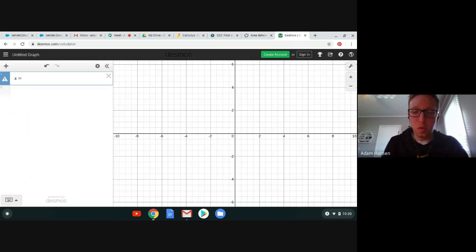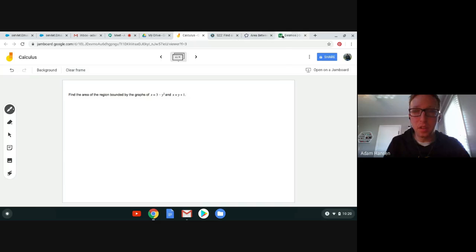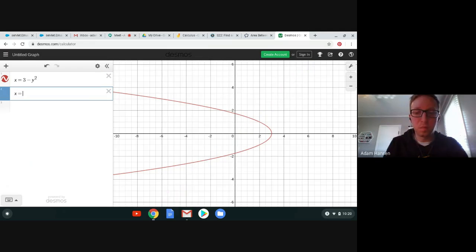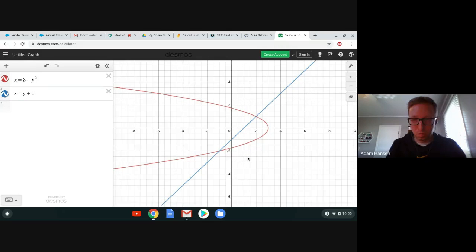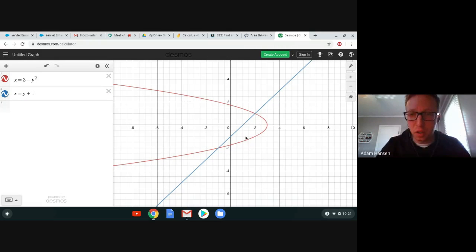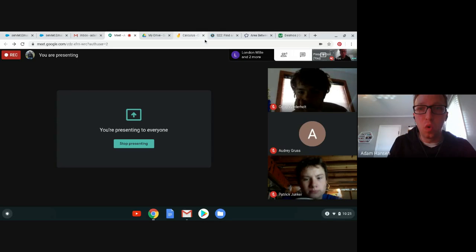x equals 3 minus y squared was our first function. Is that right? Yep. And x equals y plus 1. So rather than our functions running vertically, as in our previous example, now these two functions are running horizontally. So rather than a top and bottom, I have a left and right function. So we'll begin this much the same way. Let's first figure out what are the bounds where these two functions intersect.